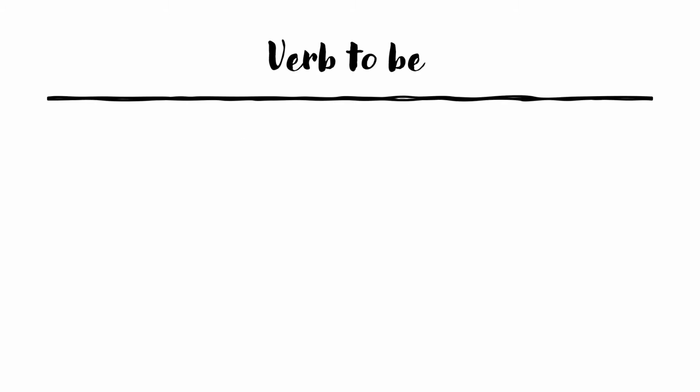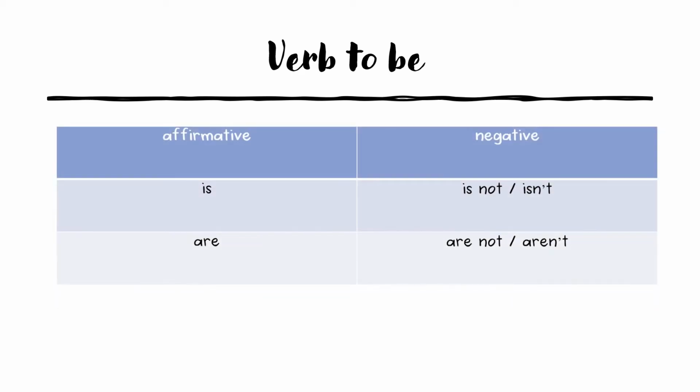Okay, so before we begin with the going to form, let us do a quick refresh on verb to be. Just to remember, what are the verb to be? Never mind. Let's look at this table. Verb to be in a table. We have affirmative and negative. Affirmative is that you agree, while negative is the thing that you don't agree.